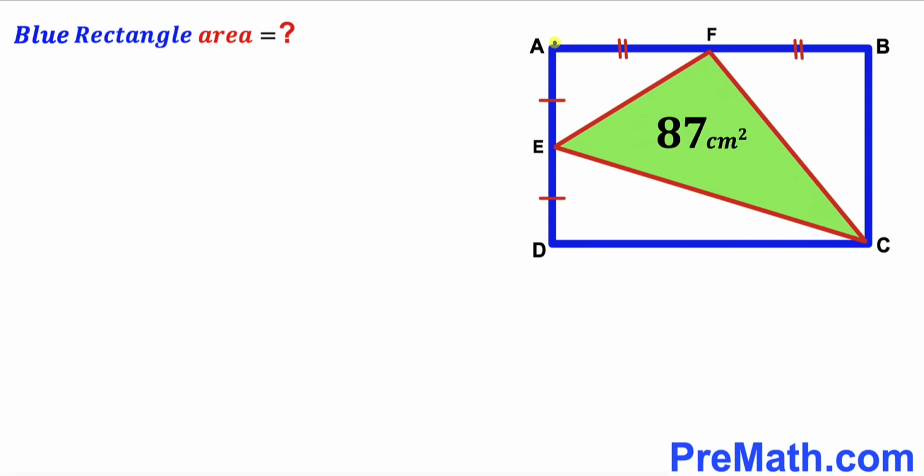And moreover, this segment AF equals this segment BF. And likewise, this segment AE equals this segment DE. And now our task is to calculate the area of this blue rectangle ABCD.